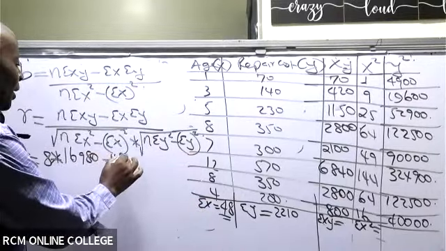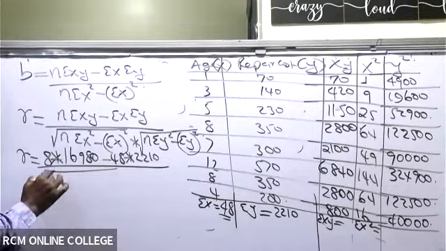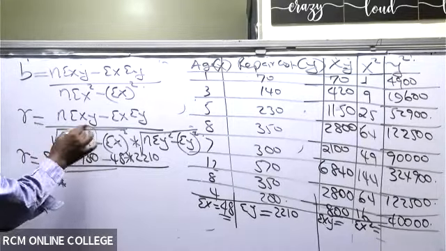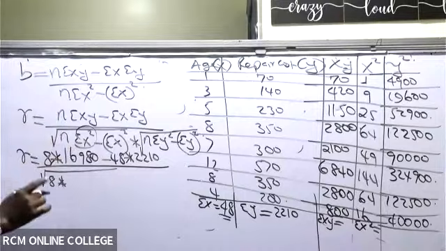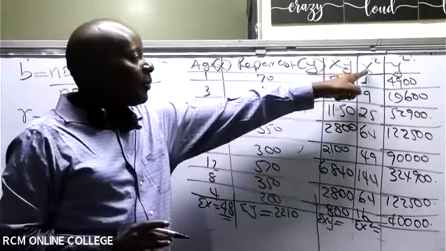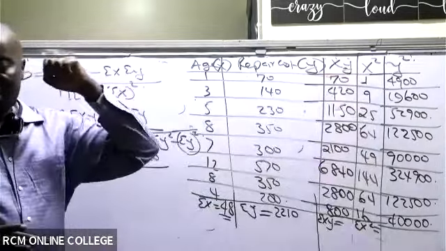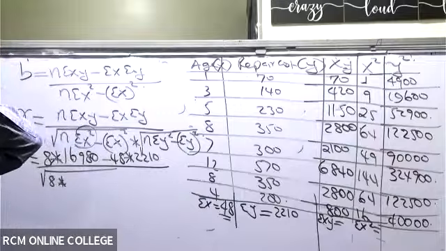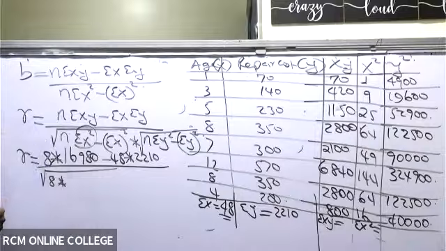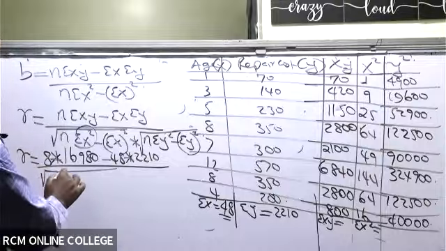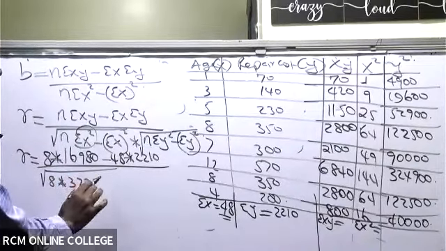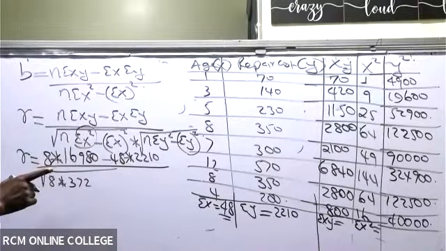All over, we come to the denominator here. We start with the square root of n, which is 8, times summation of x squared. Is there any ninja that can remember the figure we had for summation of x squared? I'm being told it was 372. Thank you very much, Laura, for reminding me. So 372. Don't square again, because that figure comes squared.